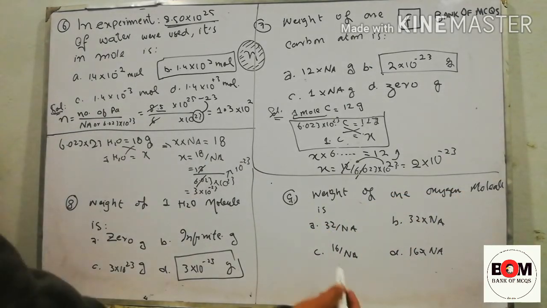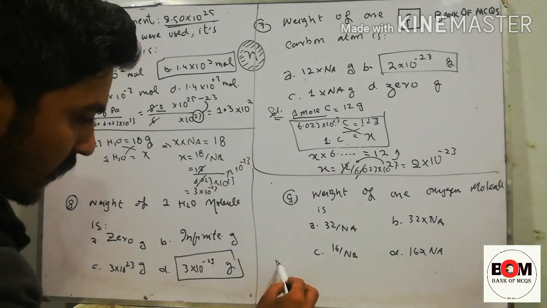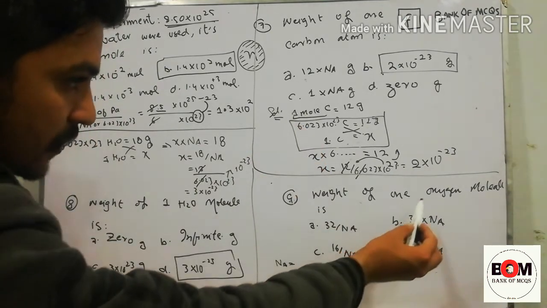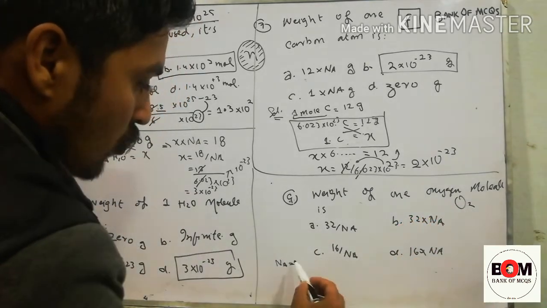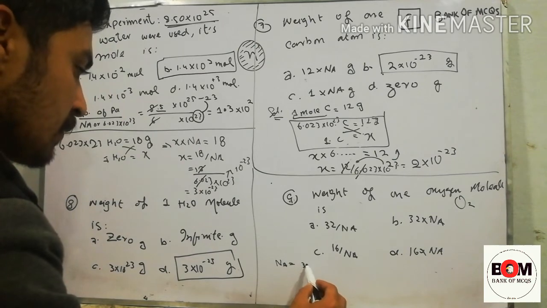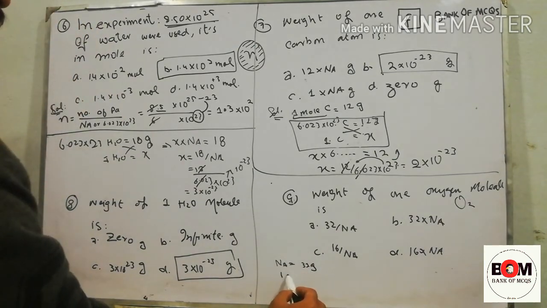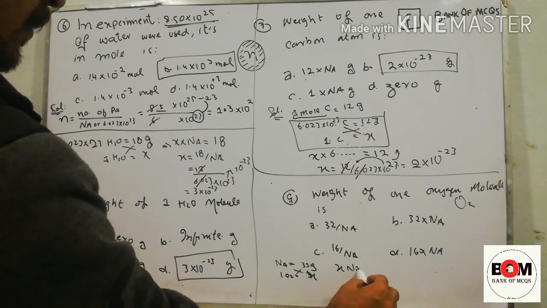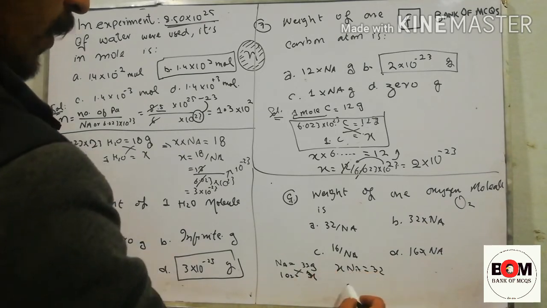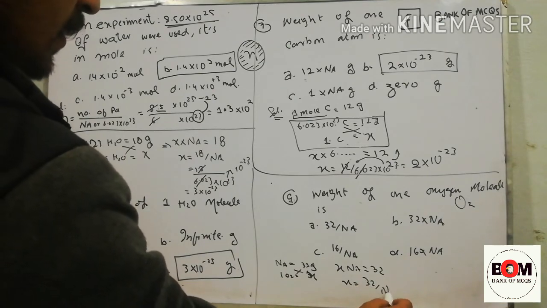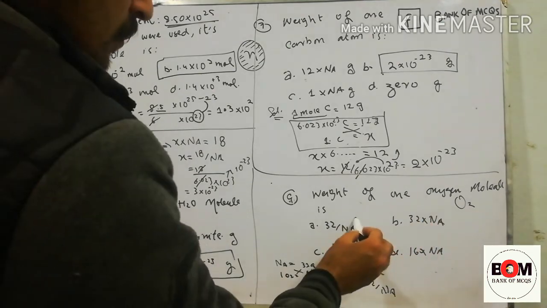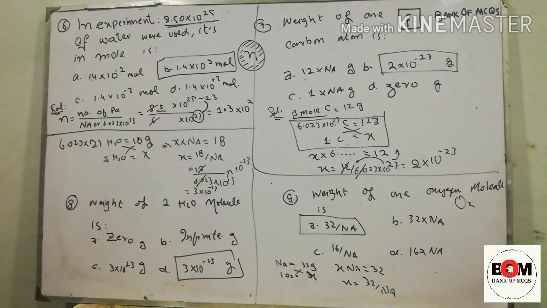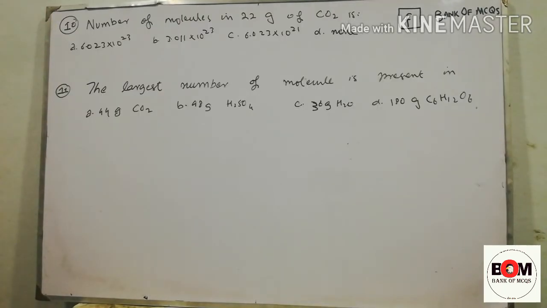Now this is the same as before, but we have an oxygen molecule. So Na molecules of oxygen, meaning O2, have a weight. So 1 mole, Na molecules of oxygen, is 32 gram. So 1 oxygen molecule equal to x. By cross multiplication, x into Na equal to 32 into 1, or x is equal to 32 divided by Na. So the option is 32 divided by Na. Done.